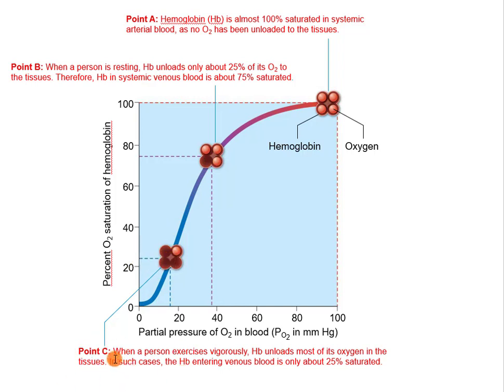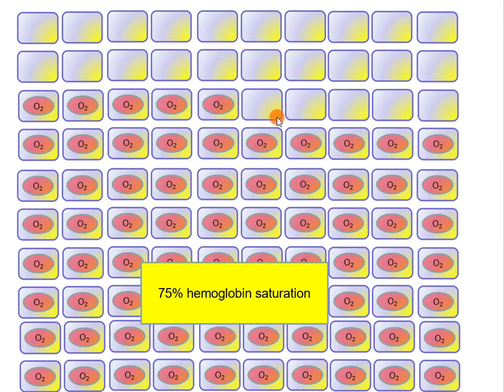So here, if you read this out, point C, when a person exercises vigorously, hemoglobin unloads most of its oxygen in the tissues. In such cases, hemoglobin entering the venous blood is only 25% saturated. Meaning that when we go here, remember that this is venous blood, you still have 75% saturation at rest. But if I'm exercising, I'm going to unload not all, but most of this hemoglobin, where I only have 20% saturation left. That will be venous blood in an exercising state.